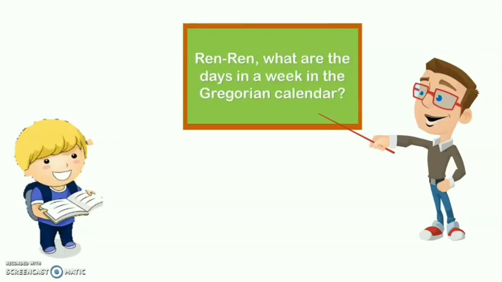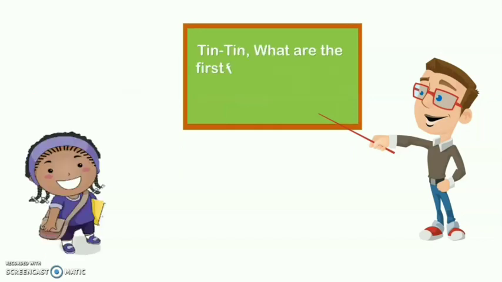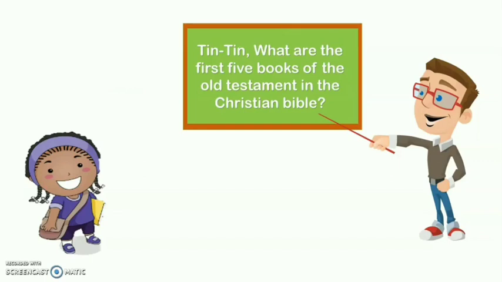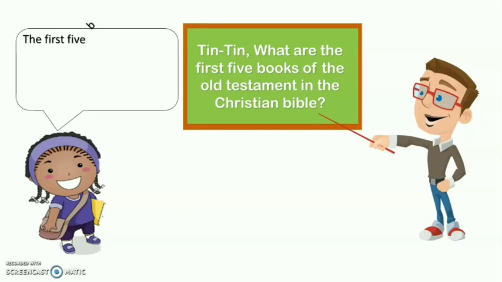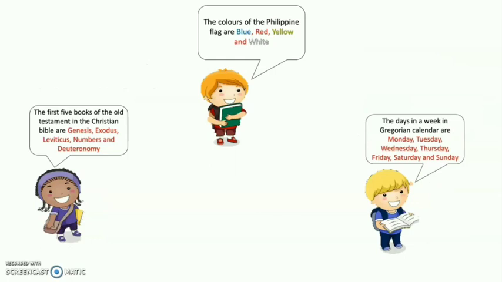What are the days in a week in the Gregorian calendar? Ren-Ren said, "The days in a week in the Gregorian calendar are Monday, Tuesday, Wednesday, Thursday, Friday, Saturday, and Sunday." And lastly, Tintin was asked, what are the first 5 books of the Old Testament in the Christian Bible? Tintin replied, "The first 5 books of the Old Testament in the Christian Bible are Genesis, Exodus, Leviticus, Numbers, and Deuteronomy." Their answers are groups which are called sets in mathematics.